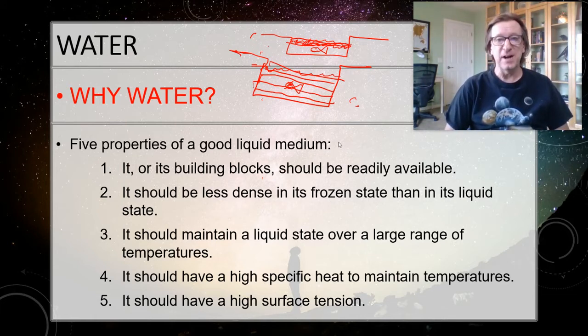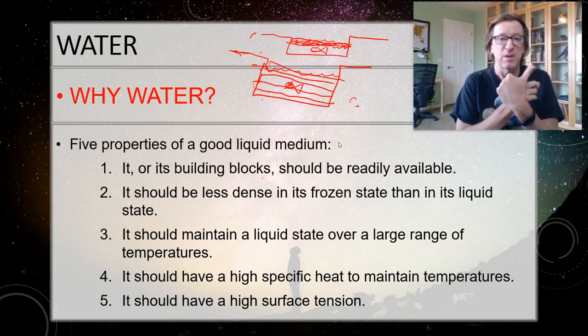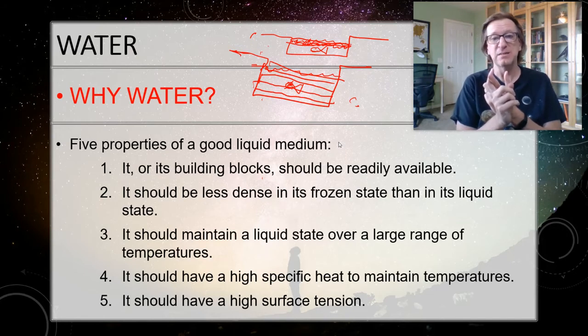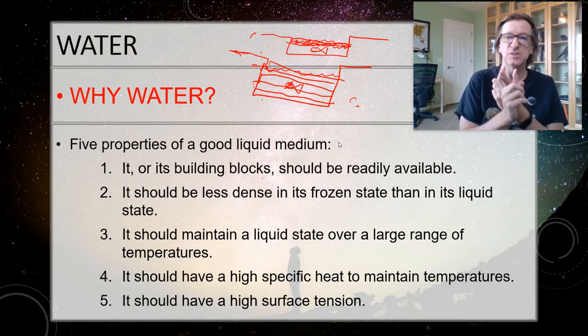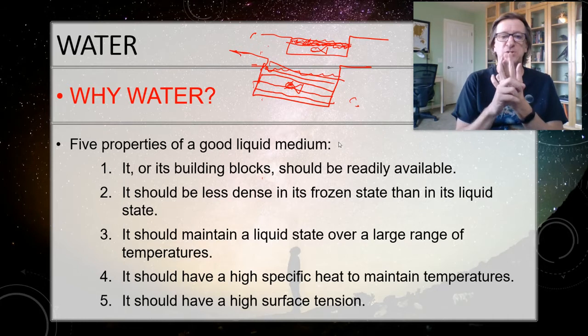So we've got 5 properties that we want all of our possible liquid mediums to have. We want it to be very common. We want the building blocks to be readily available. It should be less dense in a frozen state than it is in a liquid state, so it means it should float. It should maintain its liquid state over a large range of temperatures.